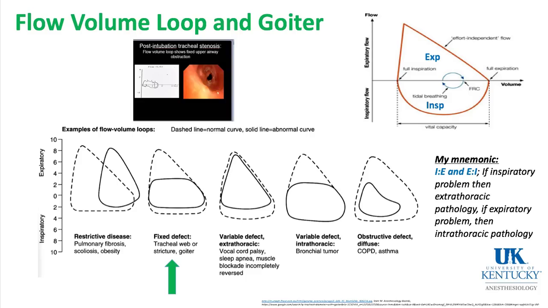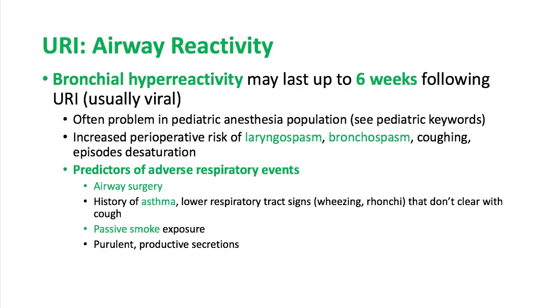Goiter is an obstruction of flow during both inspiration and expiration, and it's not a variable defect, it is a fixed defect affecting both inspiration and expiration. The next key word is upper airway reactivity.